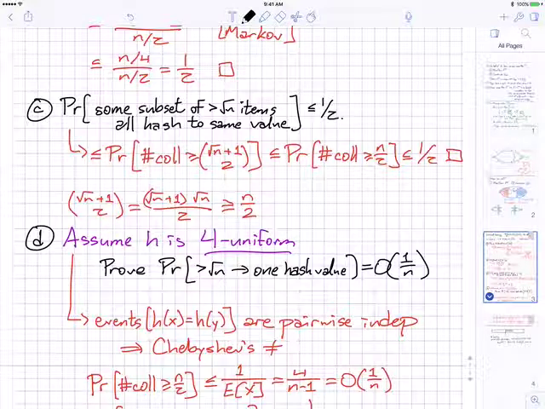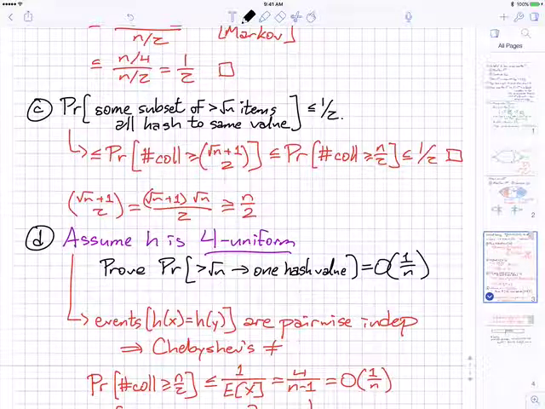So what I'm saying here is some subset of at least square root of n things all have exactly the same hash value. Every pair of items in that subset is a collision. So I have square root of n plus 1 things, and every pair of them gives me a collision. So I have at least square root of n plus 1, choose 2 collisions.